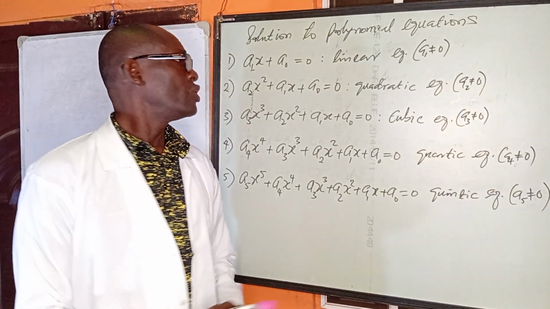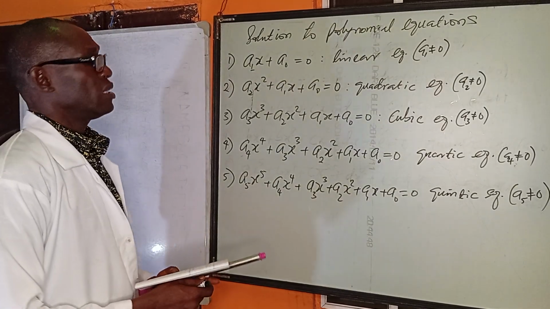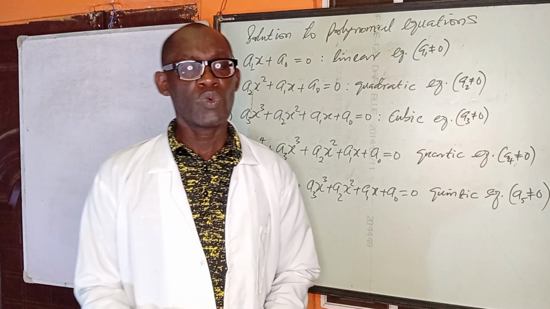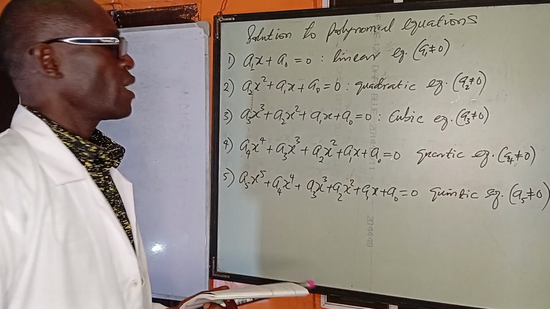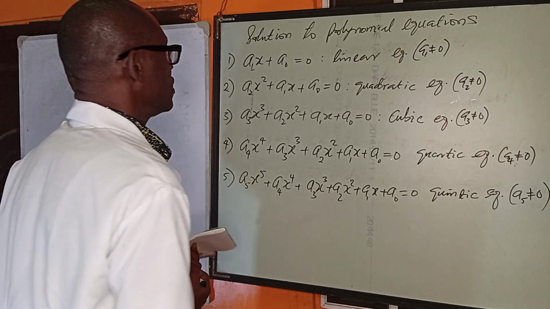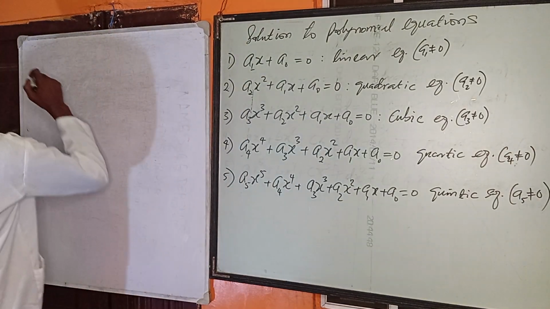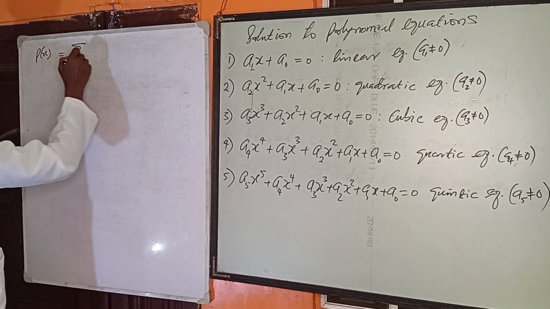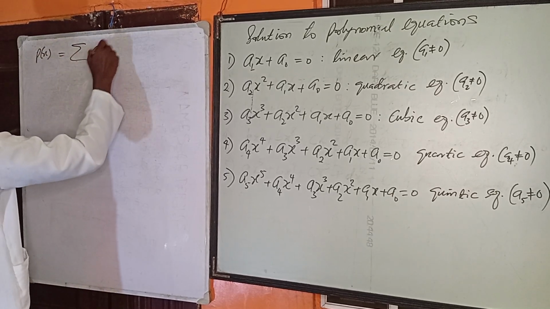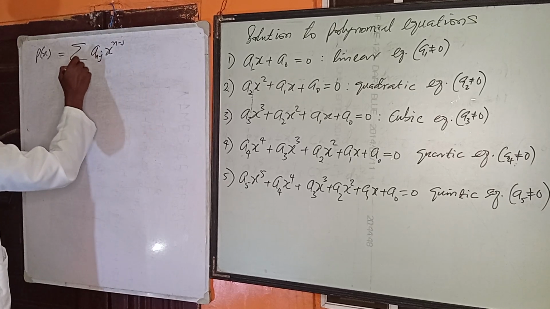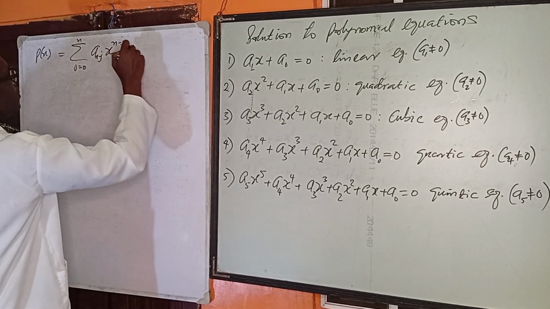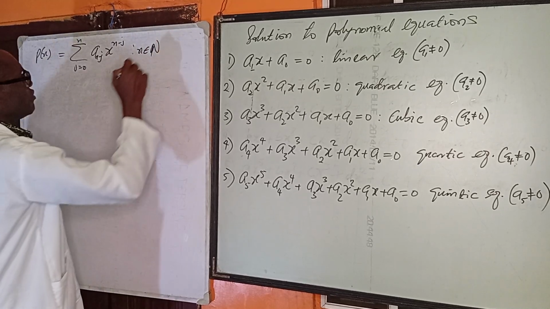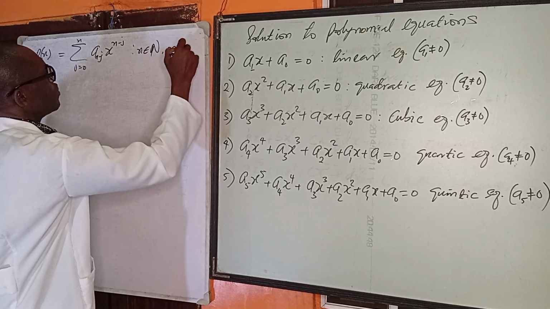Today we'll be looking at solution to polynomial equations. Now, by this topic, naturally, the first thing that comes to mind is, what is a polynomial equation? A polynomial equation can be written in the general setting in this form: P(x) is equal to the summation of a_(n-j) x^(n-j), going from j = 0 to n, where n is an element of the set of natural numbers. Of course, n is greater than or equal to 1.